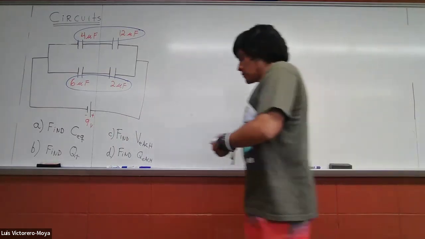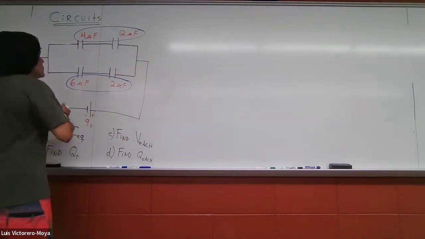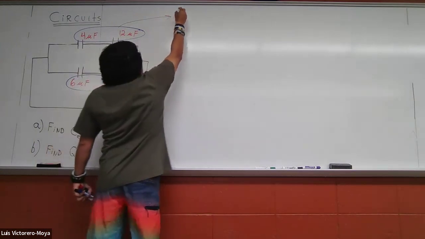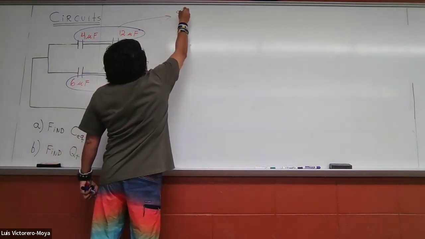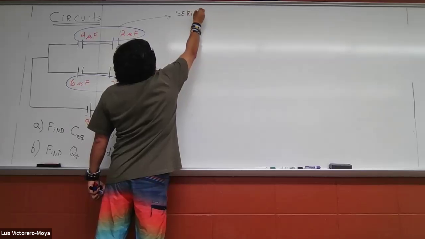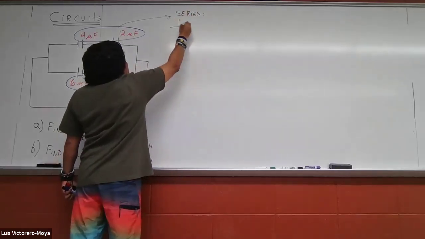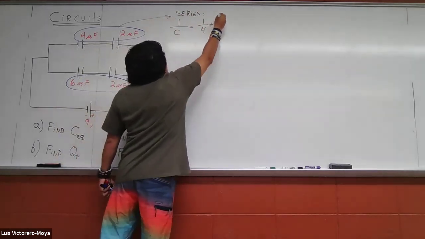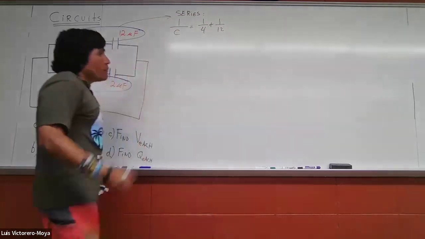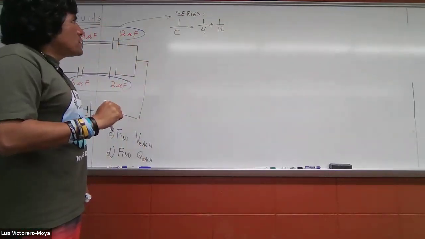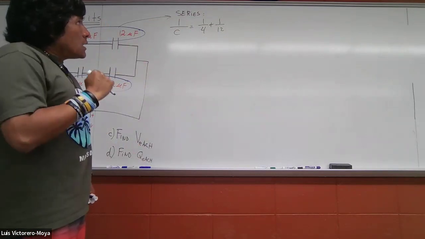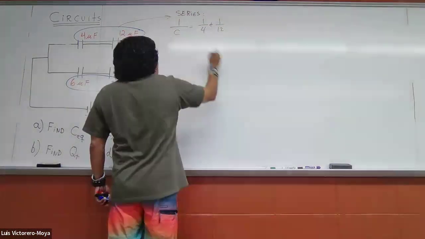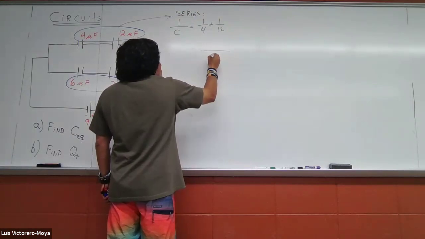Now, 4 and 12 are in series. So 1 over C is 1 over 4 plus 1 over 12 microfarads. The units at the end for C are going to be in microfarads. Again, the numbers are very friendly, right? 12 and 4, you combine them in 12.